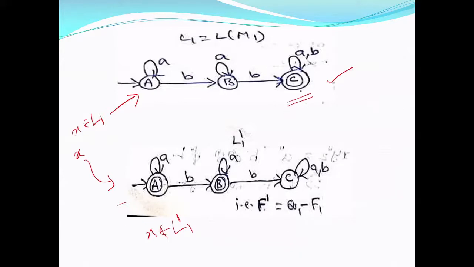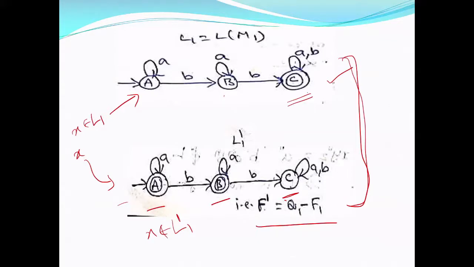It should be rejected means that the final state, which was earlier a final state, should be a non-final state, so that it will not accept. Right? The DFA is the same. I require only one DFA. You need not go for two DFAs because I only need L1 dash. So what I am doing is making the final states in L1 non-final states and non-final states into final states. So your F dash is Q1 minus F1.